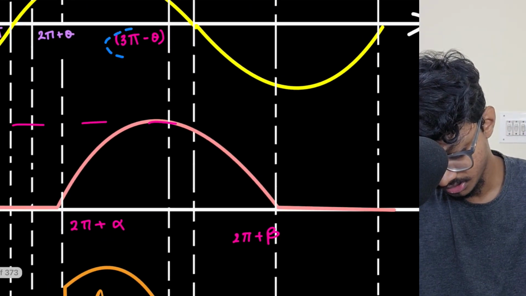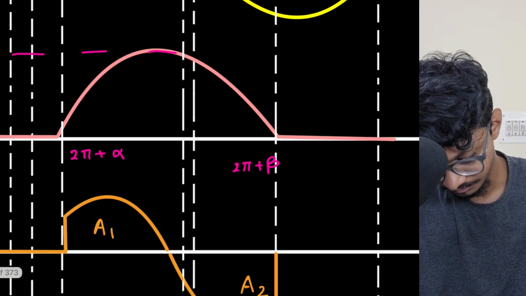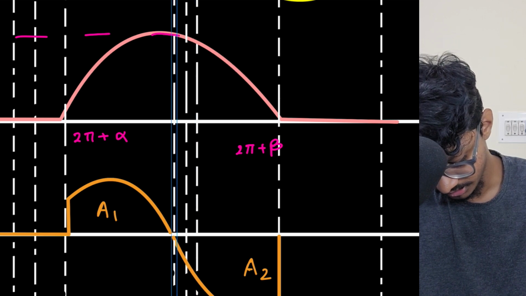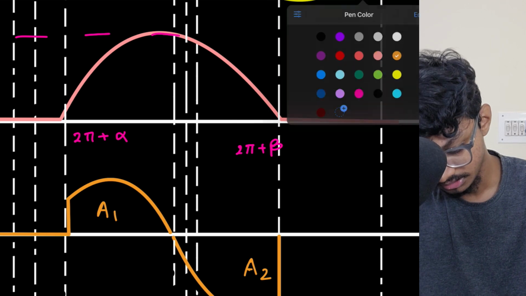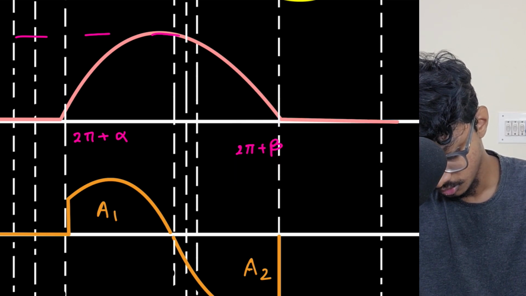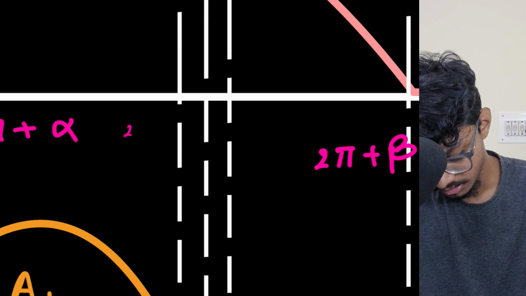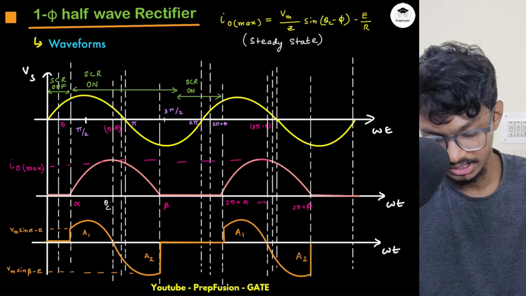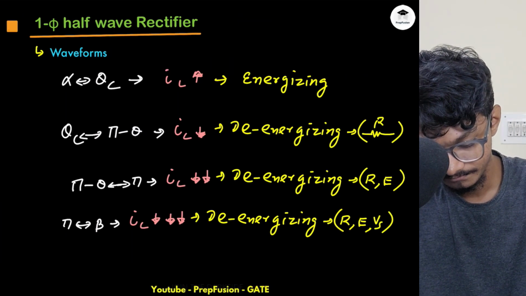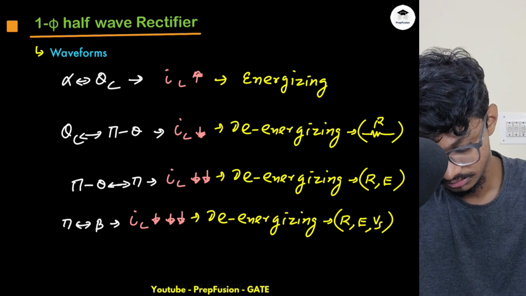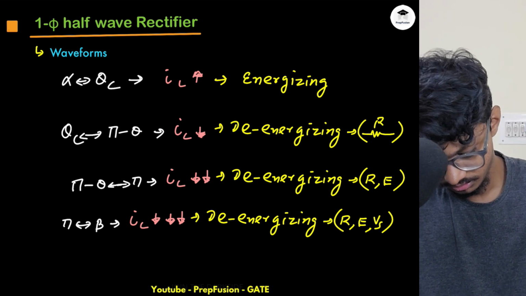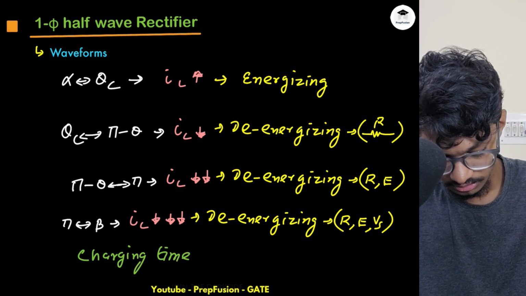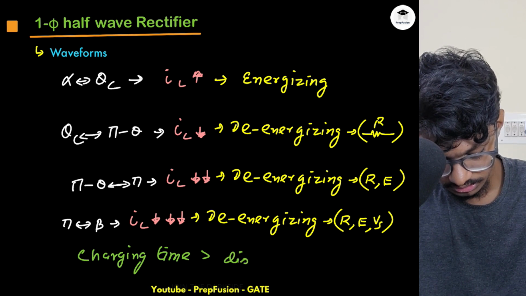So this 3 pi minus 3 can be shifted to the right hand side a bit, and I can again duplicate this. This will be present somewhere here where the inductor voltage exactly goes to 0. That is my theta c point. Okay, 2 pi plus theta c, actually this time it will become 2 pi plus theta c. Okay, so yeah, these are the things. So here I will say that charging time will always be greater than discharging time.